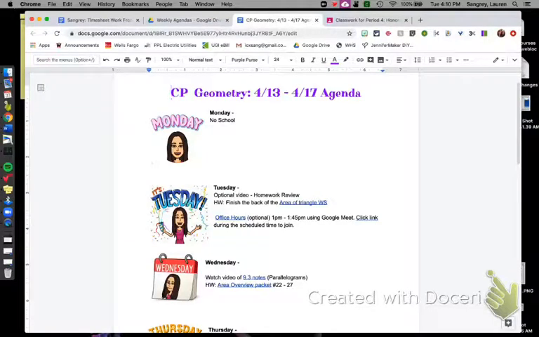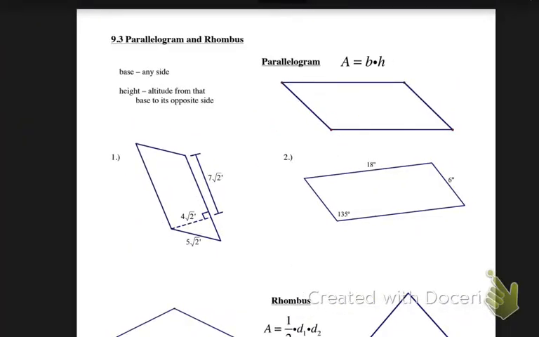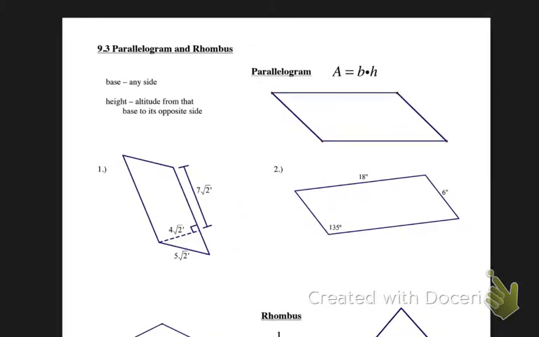This is our video for the 9.3 notes, just looking at parallelograms. So the area of a parallelogram can be found by using just base times height. The base is any side, and the height is yet again the altitude from the base to the opposite side.